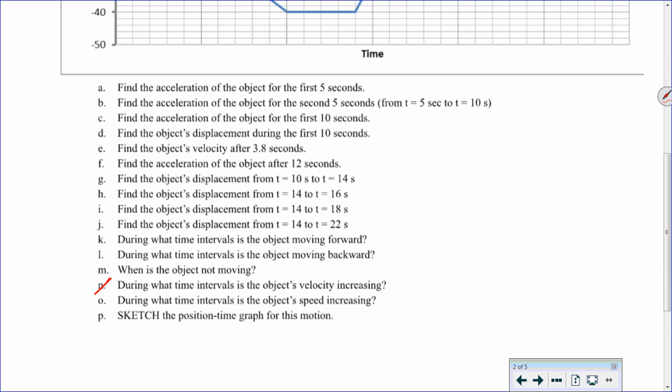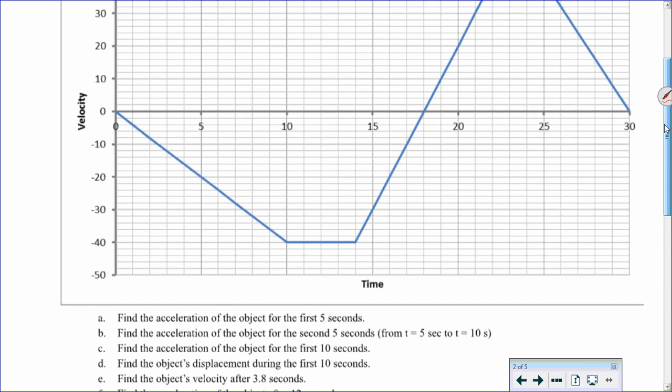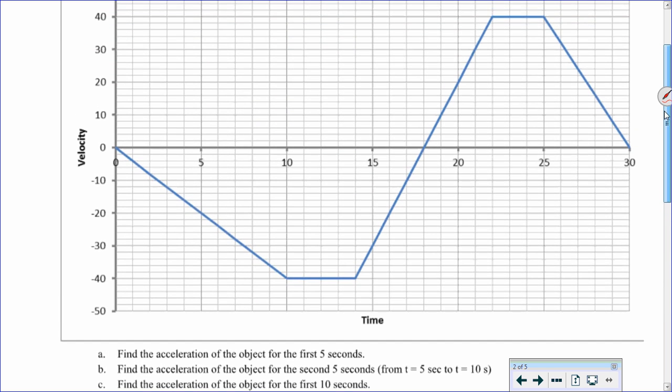It says, during what time intervals is the object's velocity increasing? So look at the graph, you guys. When is the velocity increasing? Or show me with your hand. What does the graph look like? Like this. So it's increasing right there. So what is that? 14 to 22 seconds. Yeah. And the answer said something dumb. So I don't know what I did.